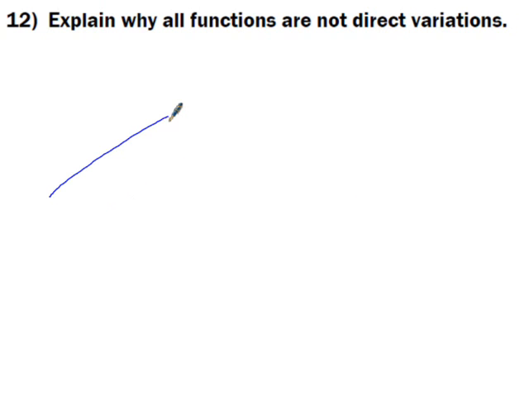So it could be a line like this, it could be a line like that, it could be a line like this, it could be a lot of different things. As long as it passes a vertical line test, it's a function. But if it's a direct variation, we know it has to have two things. It has to be a straight line, and that straight line has to go through the origin, or go through 0, 0. So that's why not all functions are direct variations, because these don't pass the two requirements for direct variation, which is a straight line and then going through 0, 0.